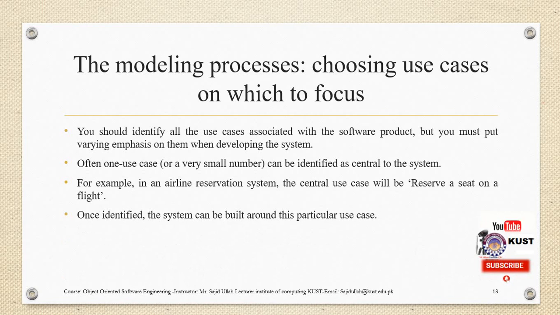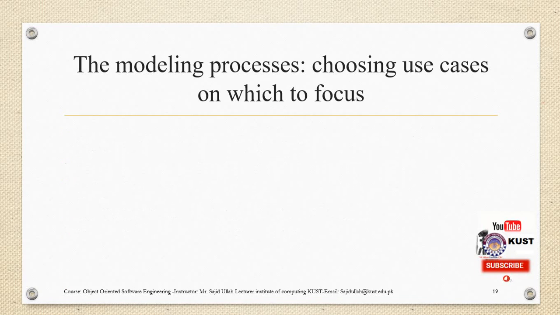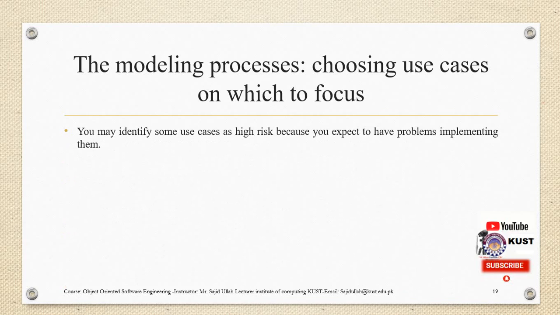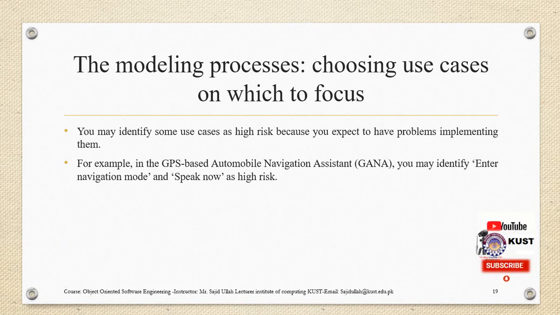You should identify all the use cases associated with the software product, but you must give varying emphasis to them when developing the system. Often one use case or a very small number of use cases can be identified as central to the system. For example, in an airline reservation system, the central use case will be to reserve a seat on a flight. Once identified, the system can be built around that particular use case.